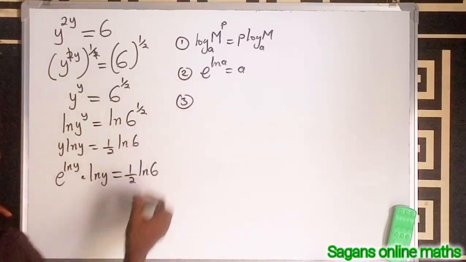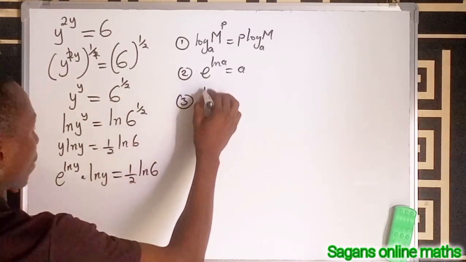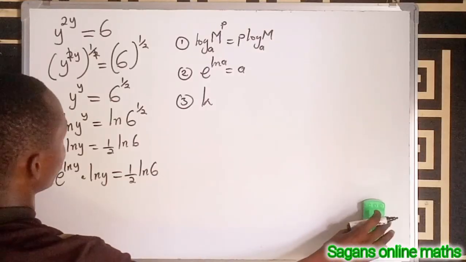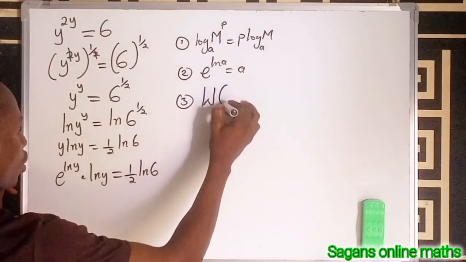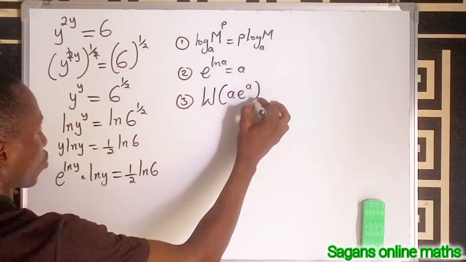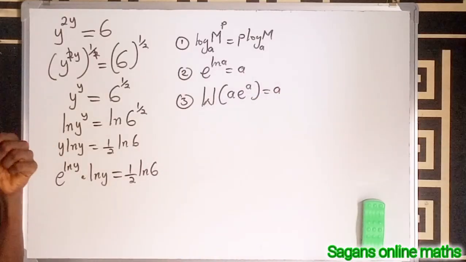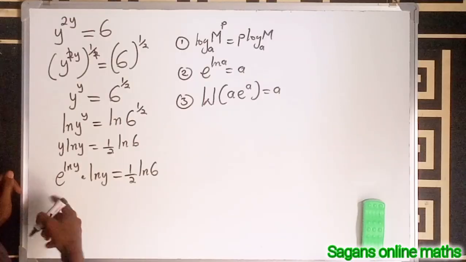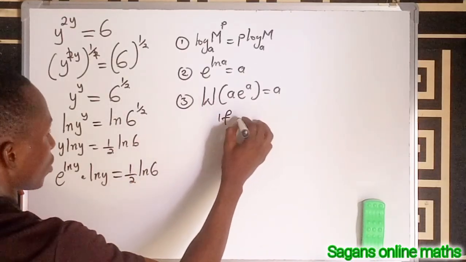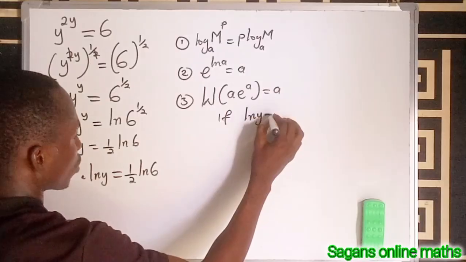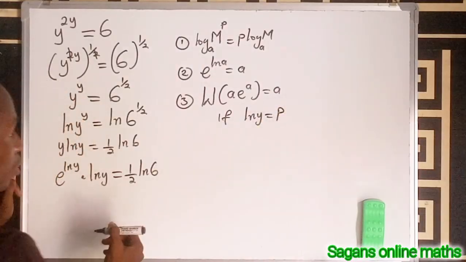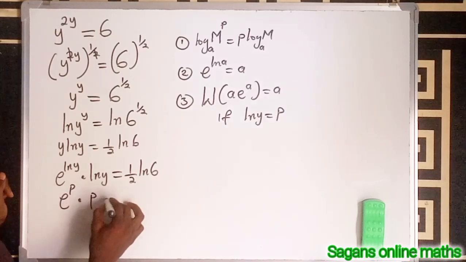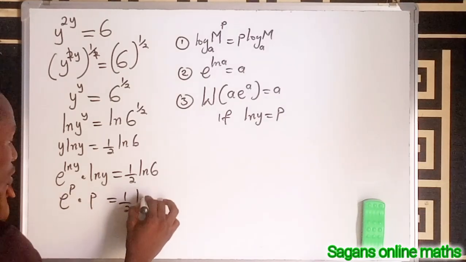Now, from the definition of the Lambert W function: the Lambert W function of e to the a multiplied by e to the a is equal to a. This is the definition of the Lambert W function, right? It means that if ln y is equal to p, then e raised to the power of p multiplied by p is equal to 1 over 2 ln 6.